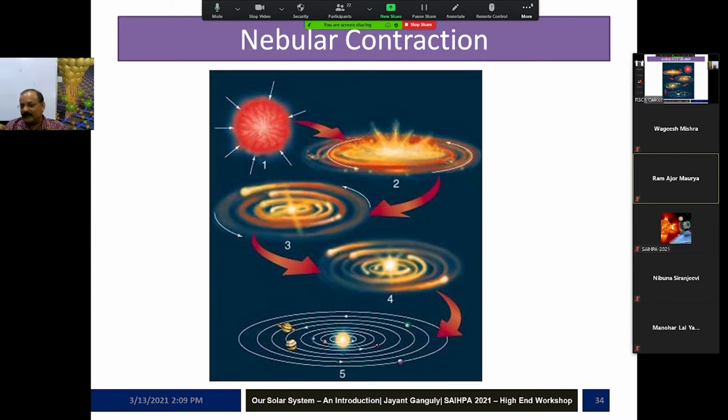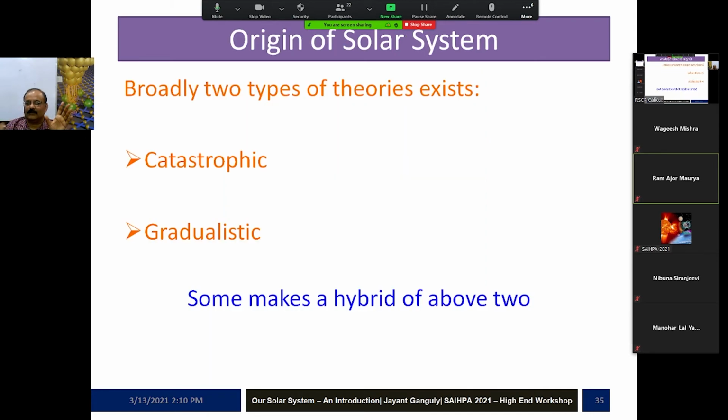And why should it form a disk? We will just have a brief look at all those things. It will form a disk, and ultimately each of these disks will fragment through various processes. We will discuss all those, and then ultimately the system gets formed. So that is the full story.